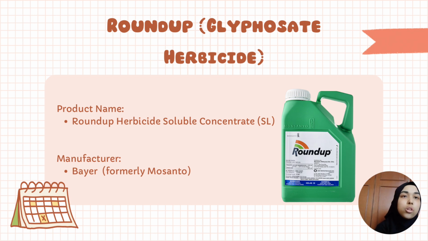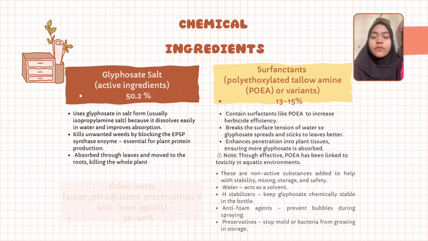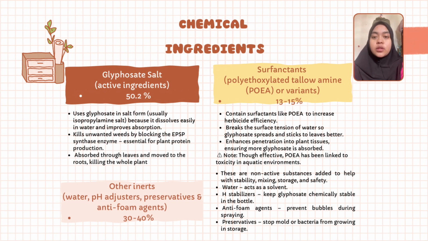So, this is a photo of Roundup herbicide. The name of the product is Roundup Herbicide Soluble Concentrate. The manufacturer is Bayer. Previously, it was produced under the Monsanto brand, but Bayer acquired it in 2018 and became the manufacturer now.